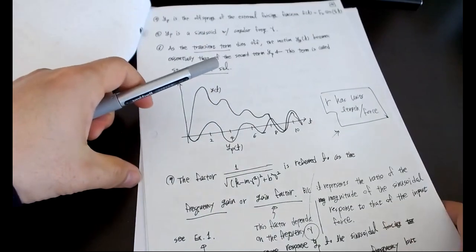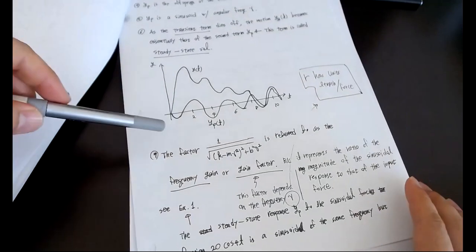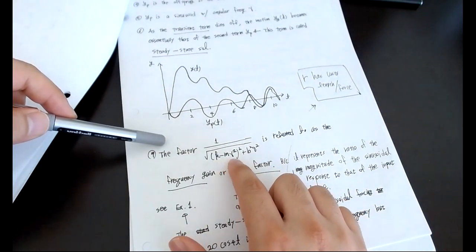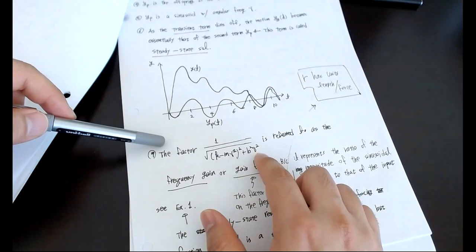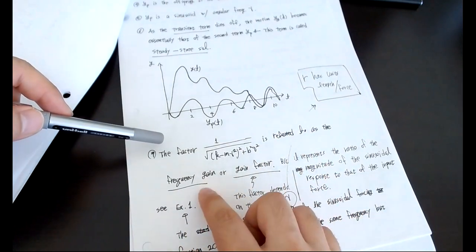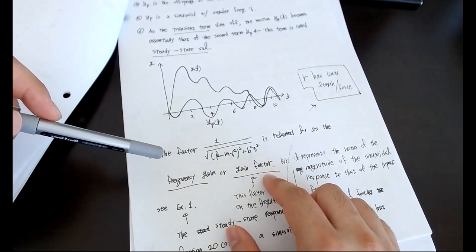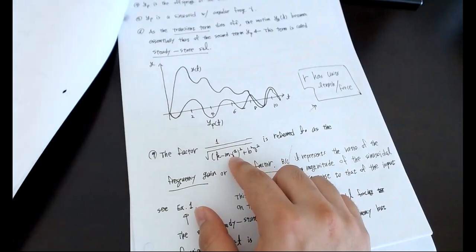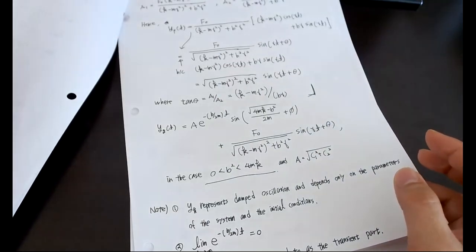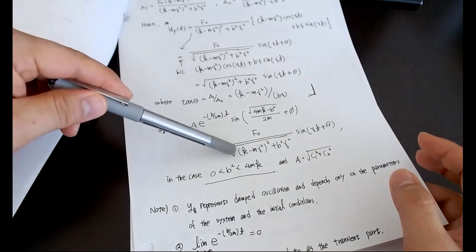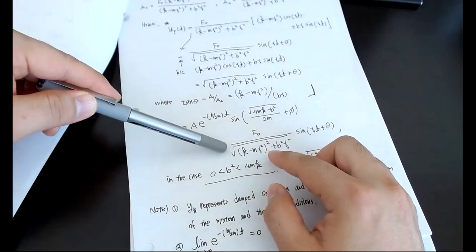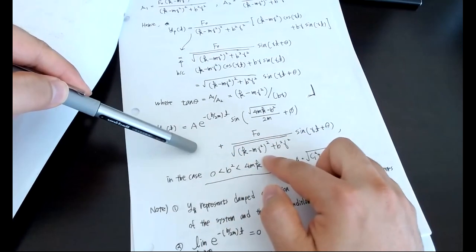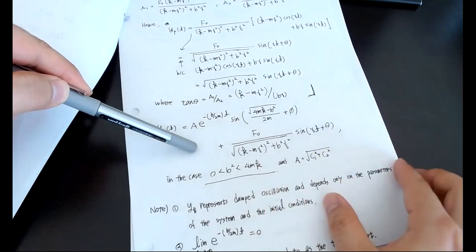Now, next the observation. The factor 1 over the square root of (k minus m gamma squared) squared plus b squared gamma squared is referred to as the frequency gain or gain factor. We're going to focus on the analysis of this one. Where does it come from? It comes from the particular solution. Just take out the f0, then we get 1 over this.